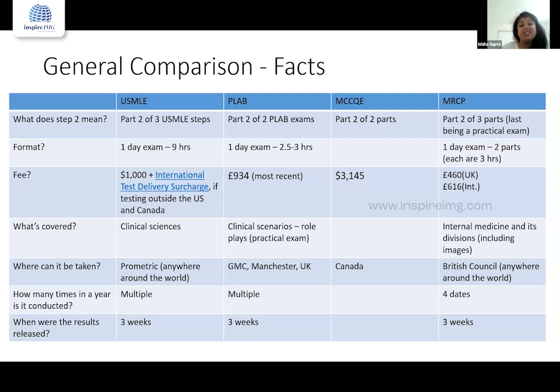Part 1 was 8 hours. This is 9 hours. So they just have one block extra, one block of questions extra. That's the difference between part 1 and part 2. PLAB is also, it occurs over a day.